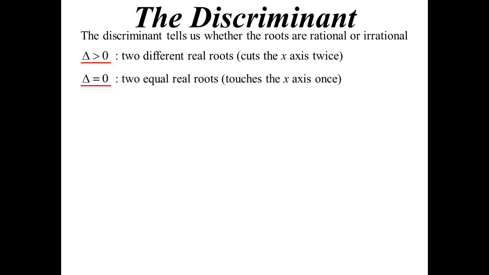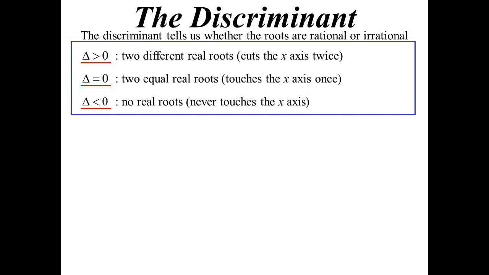If it's equal to 0, it still has two roots. It's just that they're the same. It's what we call a double root. So there are two equal real roots, but that means it touches the x-axis just once. And if it's less than 0, it still has two roots. Problem is, they're not real. So for the sake of the extension 1 course, we can simply say there's no real roots. If you end up doing extension 2, this will change to, oh no, there are two complex roots or two imaginary roots. But it will never touch the x-axis.